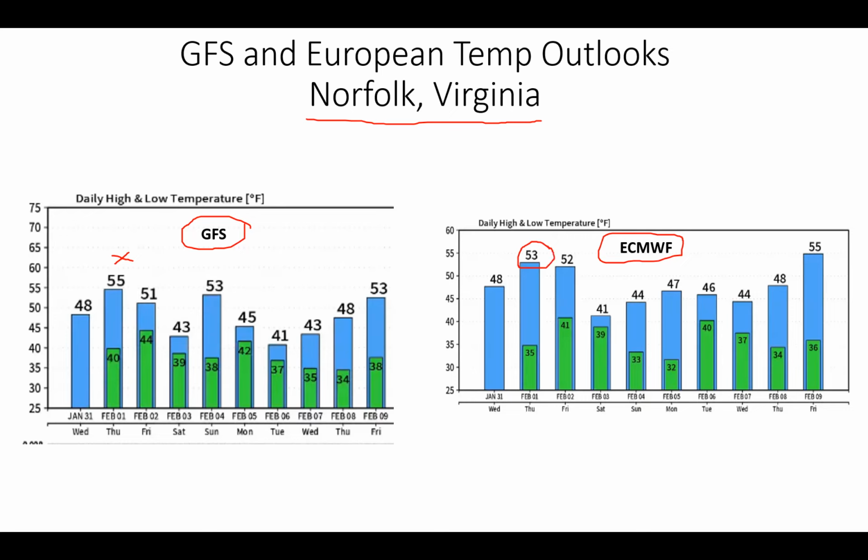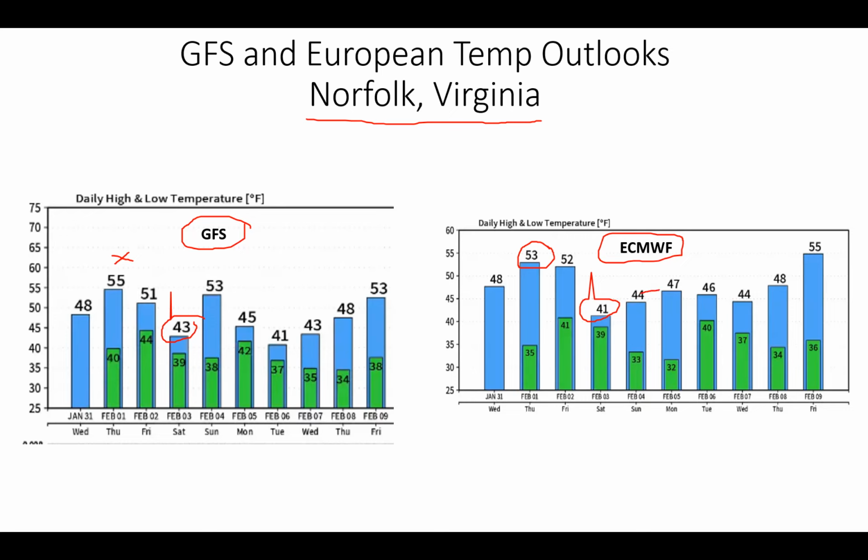And then temperatures generally in the low 50s again on Friday, and then we see by Saturday, we get a pretty decent drop-off in the high temperature. High of 43 across Norfolk on Saturday, the 3rd of February, and then a high of 41 is what the European model is projecting for Saturday.